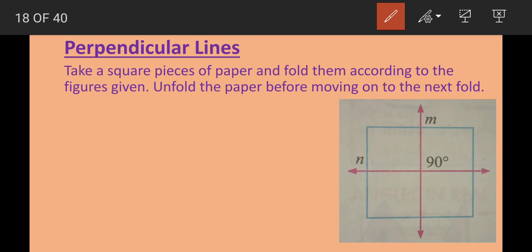Okay, you have to fold. This is the square paper and we have to fold it in the middle of top and middle of bottom, so that we get this line. In the same way, unfold it and fold again in the middle of left and middle of right. Clear? So that we got another line. So we got two lines here.